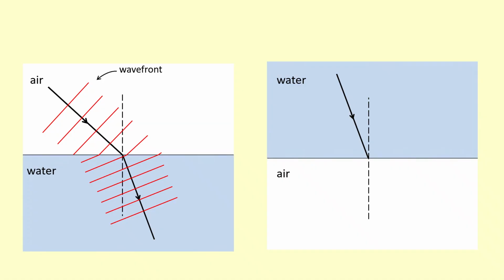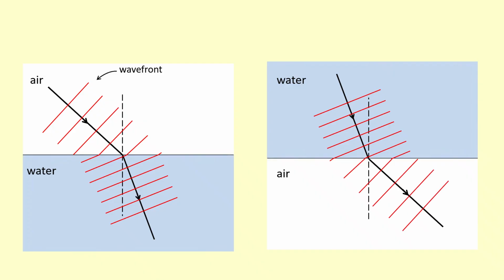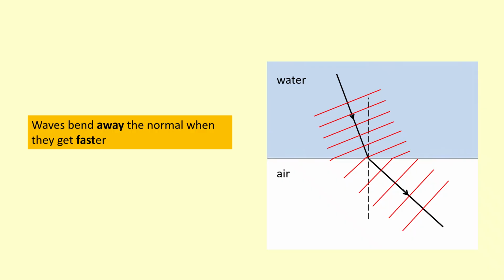Let's look at what happens when it's going into a medium where it's faster, so from water to air. It could also be from glass to air as well. So you can see the wave coming in. The part that hits the air first is going to speed up and it's going to bend away. Okay, so it's bending away from the normal like this.